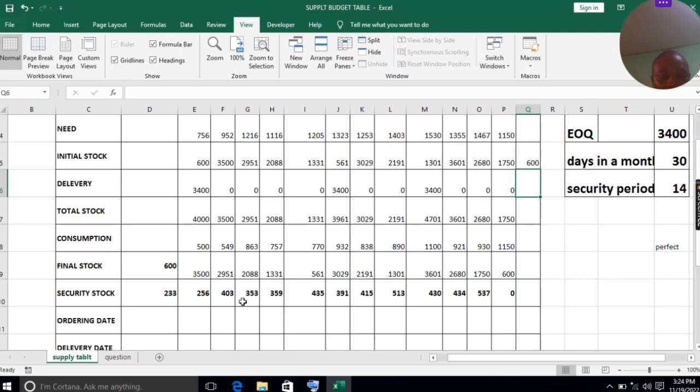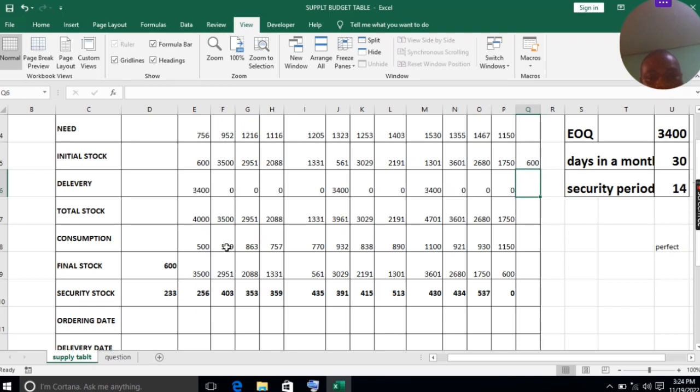Okay guys, let me go back. When I calculated the security stock, many of you did not understand how I did it. What I did was that I took the consumption of the next month. Like here, I took the consumption in December. The security stock of December is 14 days consumption of January. So this is January. I took 14 days consumption by taking January divided by 30 times 14 to have 14 days consumption. Here I did the same.